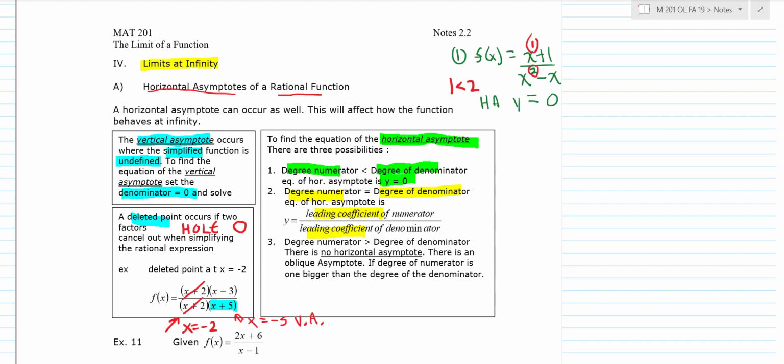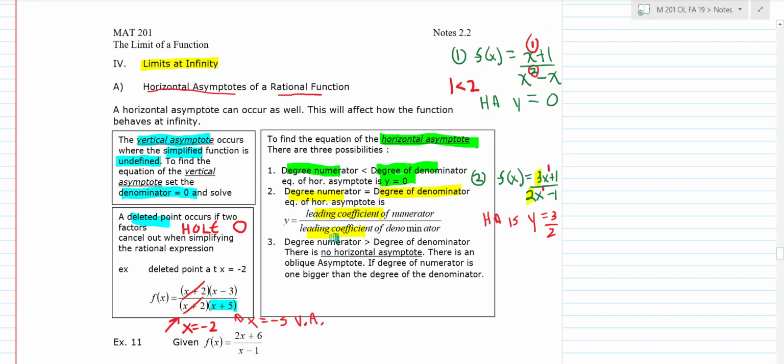Since the degree of the top is less than the degree of the bottom, the horizontal asymptote is the x-axis. An example of the second one, number 2, would be something like f of x equals 3x plus 1 over 2x minus 1. The degree of the top and bottom, which just means the highest power of x, are both equal. They're both 1. So we would conclude that the horizontal asymptote is y equals 3/2. That's what I mean by the leading coefficients. You can quickly see this in your head anytime that happens.